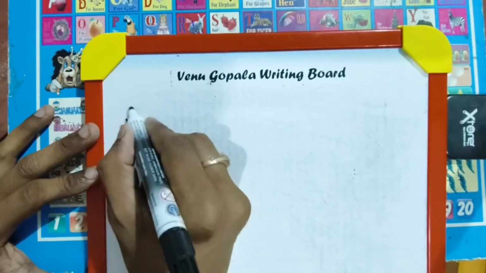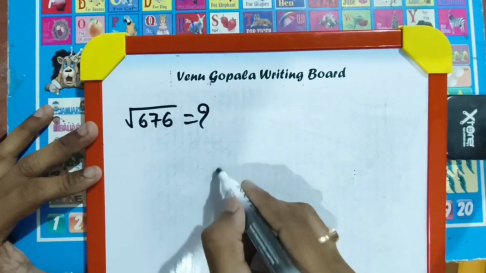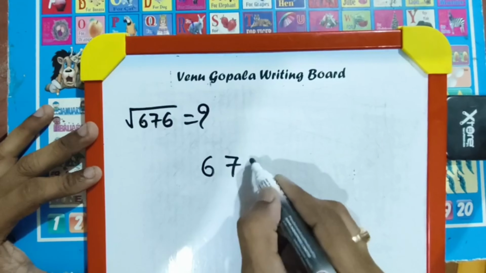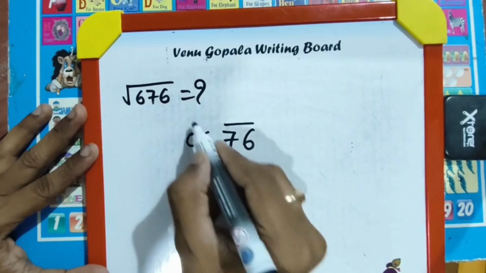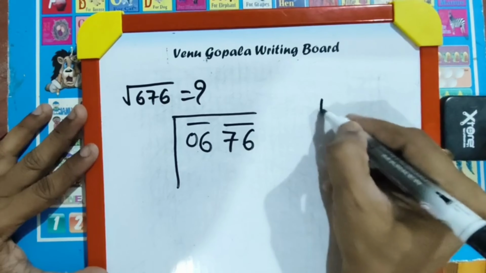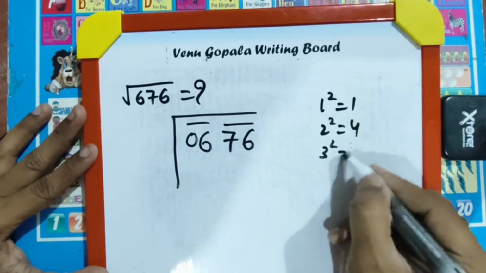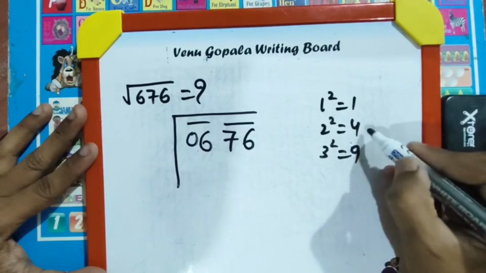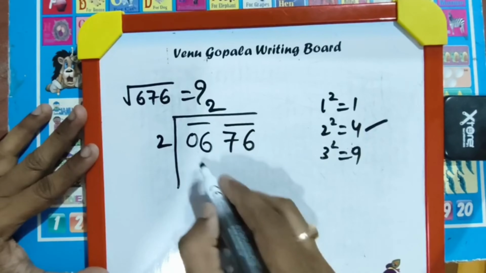Let's take one more question. Find the square root of 676. What is the square root of 676? I'll make groups of two numbers: 76, and 6 is a single digit number. I'll add 0 to that. Let us find the number nearest to 6. 1 square is 1, 2 square is 4, 3 square is 9. I can't take the higher number. I'll take the smaller number, that is 4, which is nearest to 6.